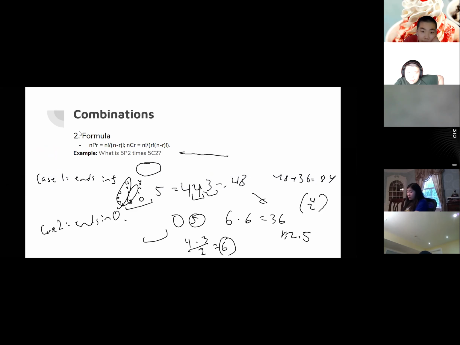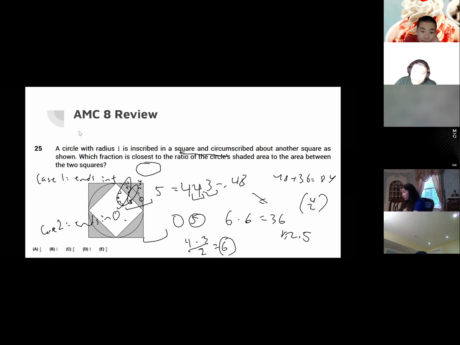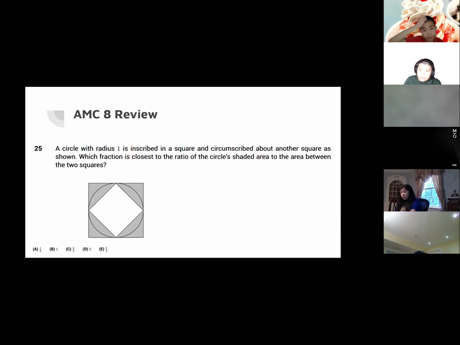Oh, sorry about that. Number 25. A circle with radius 1 is described in a square and circumscribed about another square, as shown. What fraction is closest to the ratio of the circle's shaded area to the area between the two squares?